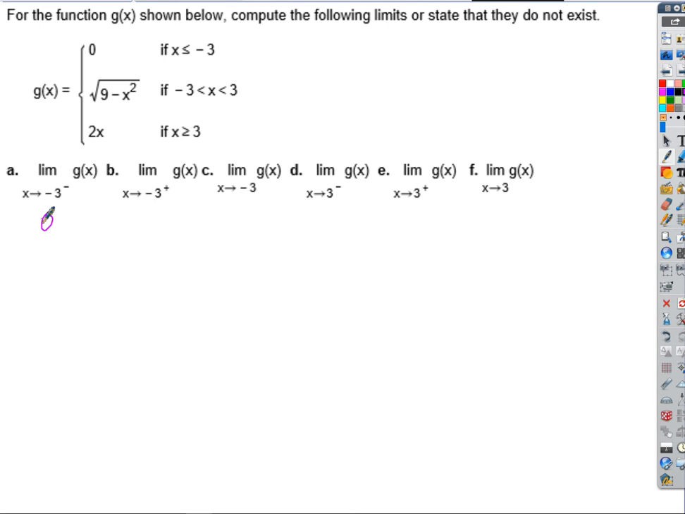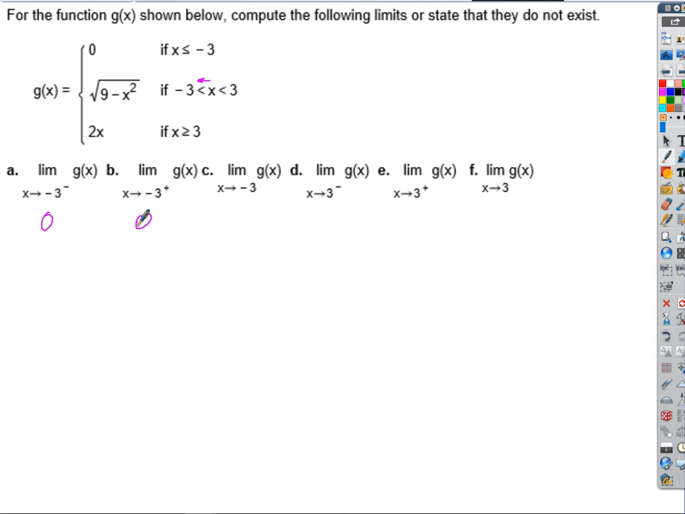Okay, what about part B? The limit of g of x as x approaches -3 from the right. So which part of the function are we on? Second one, right? So we're inching back towards -3 from values bigger than -3, right? So if I evaluate that directly, as x approaches -3, what do I get? 0, right? -3 squared is 9. 9 minus 9 is 0. Square root of 0 is 0. Okay?